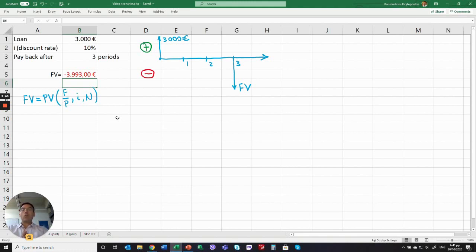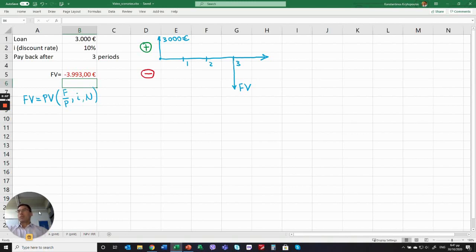Keep in mind that Excel, when it uses the future value and the present value formulas, it changes the sign of the amounts. So for instance, if the present value is a positive amount, then the future value is going to be a negative amount, and vice versa. You need to play with the signs if this is not what you aim for.